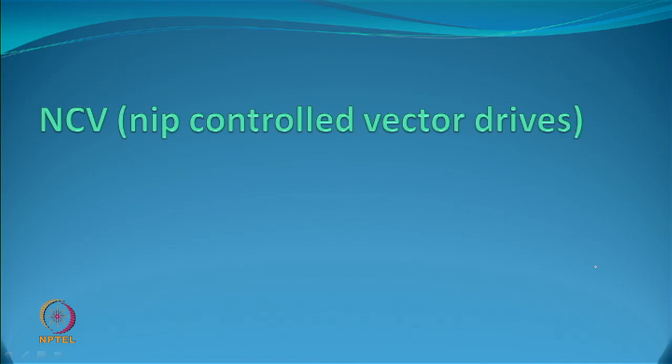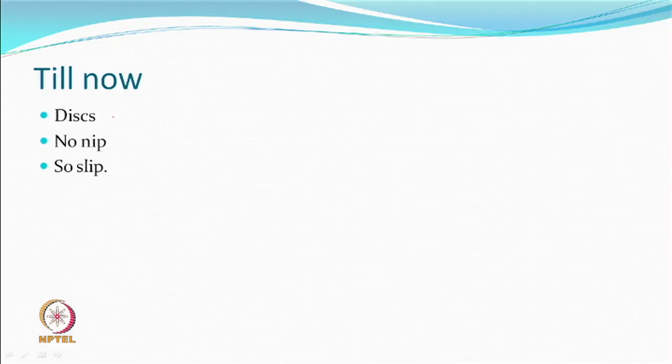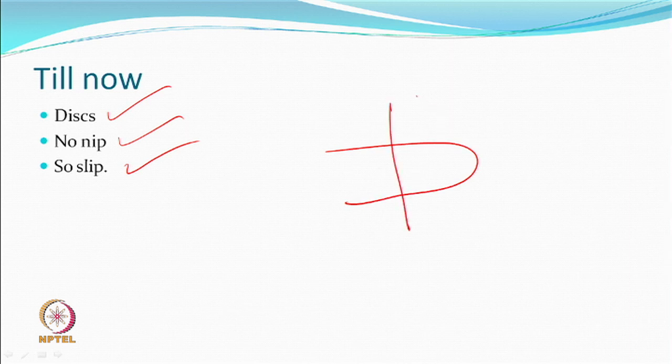So then this newer concept came as NIP controlled vector drives. That is, you are passing the yarn through a NIP, and that becomes an issue: how do we control the NIP, or how do we produce a NIP in a friction texturing system? So, our discs at the moment which we were dealing with, they have no NIP and there is slip. What you have is something like this, and the angle of wrap. So, no NIP, so slip. And that is what we have.